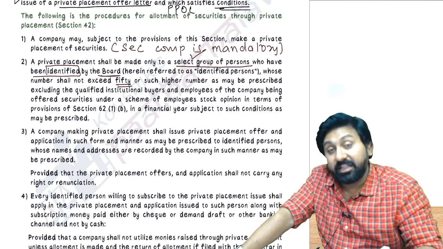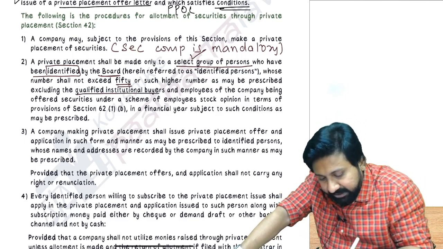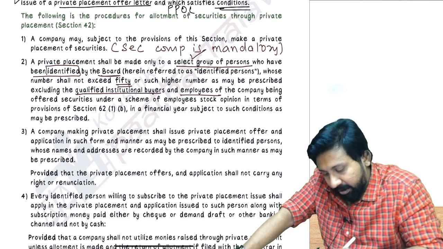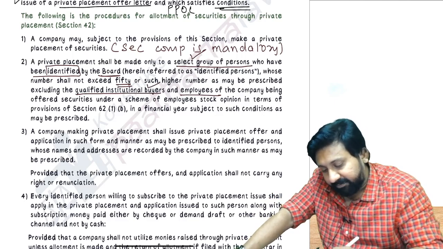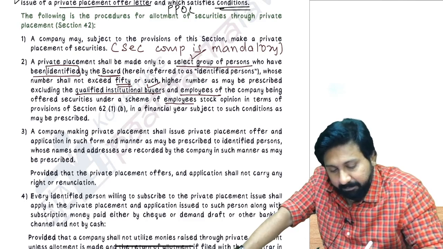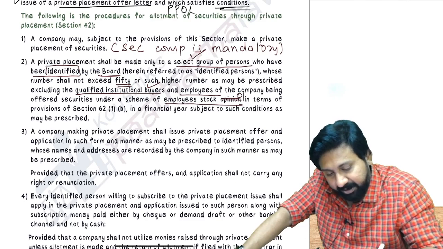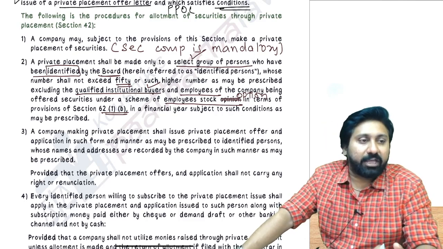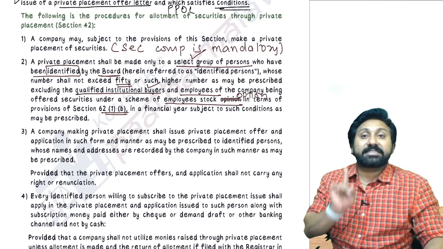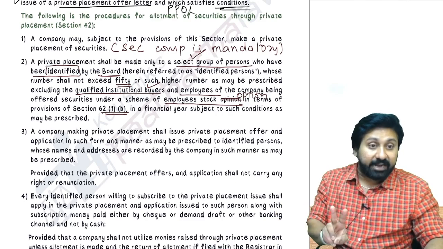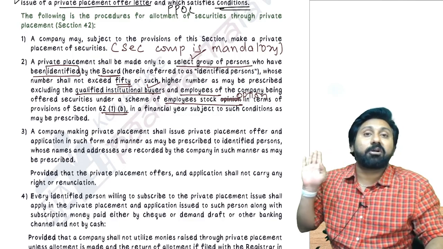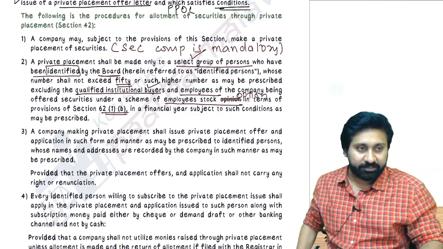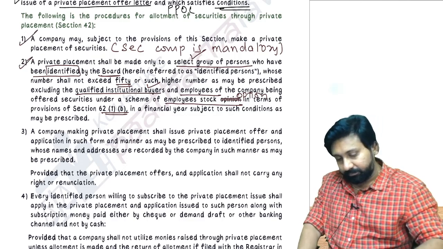Okay. Next, in that 50, who will not be included? QIBs are not included. Employees are not included. Okay. So excluding QIB and employees of the company being offered securities on the scheme of employee stock option, not opinion by mistake, employee stock option in terms of section 62(1)(b) in a financial year. So therefore, tell me, private placement will be made to a select group of persons identified by the board of directors, number not exceeding 50, which shall not include qualified institutional buyers and employees who were issued shares under employee stock options. Okay. Next, number 3.